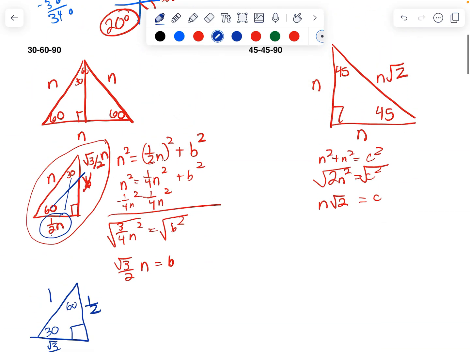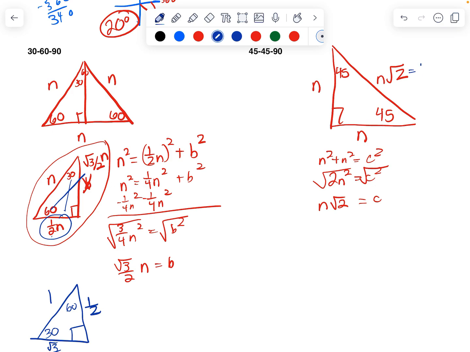Now, if we look at this one here, so if that's 1, n equals 1 over the square root of 2. So our side lengths would be the square root of 2 over 2.